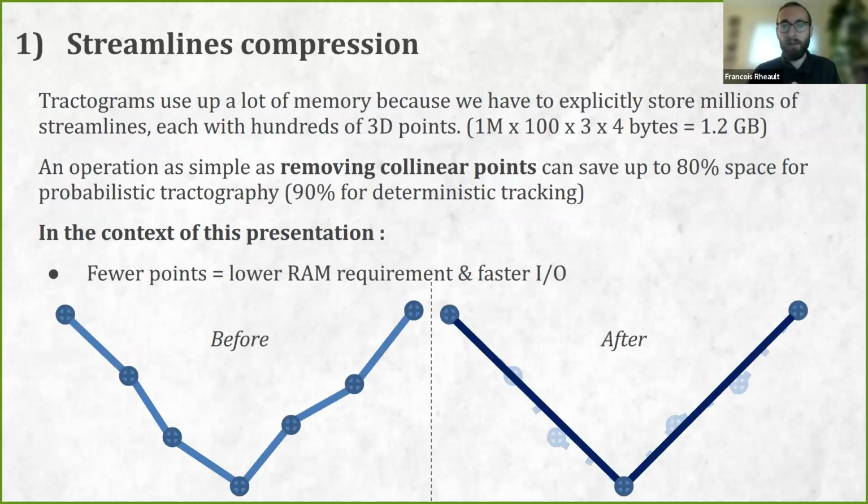So the first one is very simple. Most of you are aware that tractograms are difficult data structures to play with. They use a lot of memory because we have to explicitly store millions of streamlines. Depending on the step size, we have hundreds of points for each streamline. This can get to tens of gigabytes very fast.